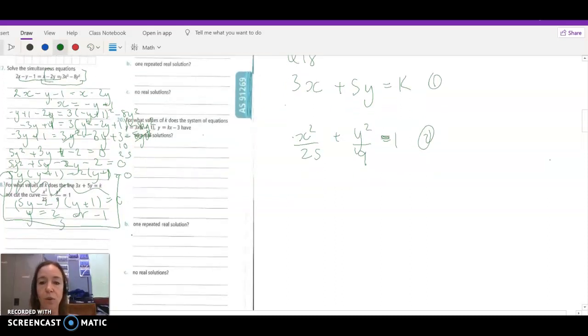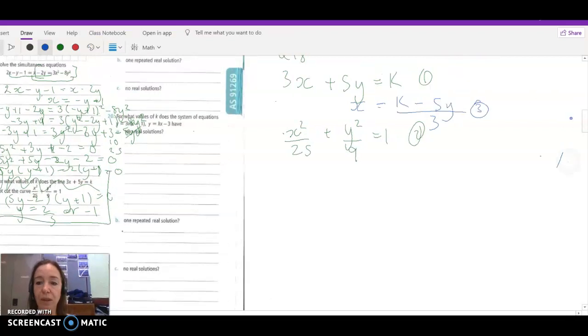So, first of all, I need to rearrange this equation so that I have x equals or y equals. So, for argument's sake, I'm just going to let x equal. So, basically, x equals k minus 5y, and I am going to divide through by 3 for the whole thing. So I've just taken the 5y across and then divided by 3, and I've just done it in one little step.